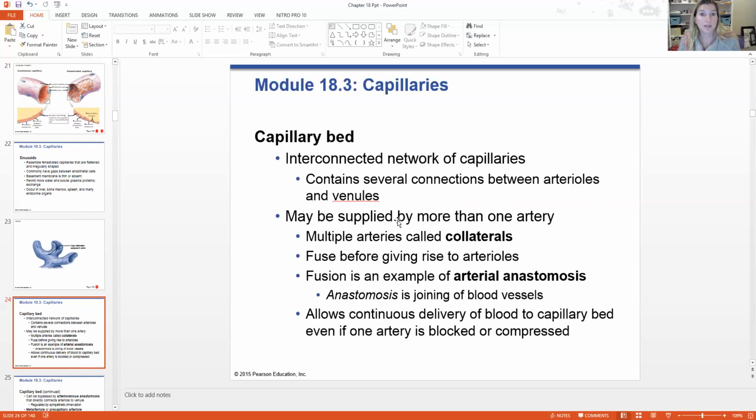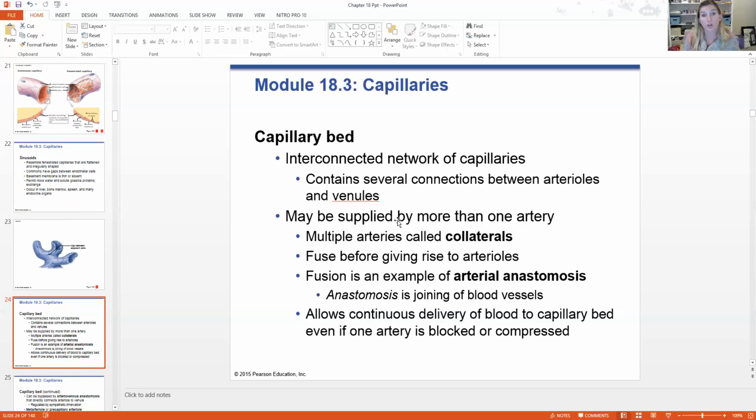So they can be supplied by more than one artery, and they're called collaterals. If a bunch of arteries lead to the same capillary bed, it's called a collateral. They can fuse before giving rise to the arterioles, and fusion is an example of what we call an arterial anastomosis. An anastomosis is the joining of blood vessels.